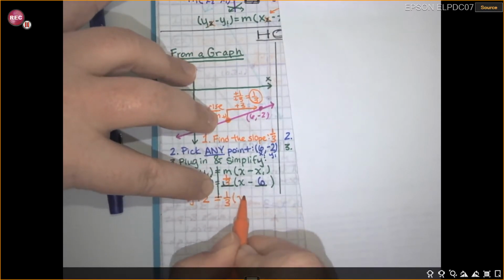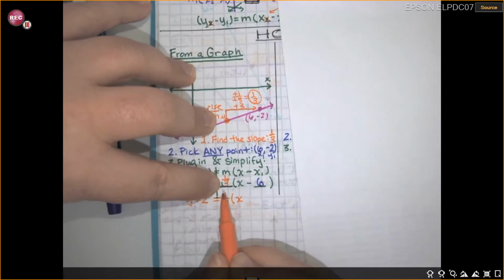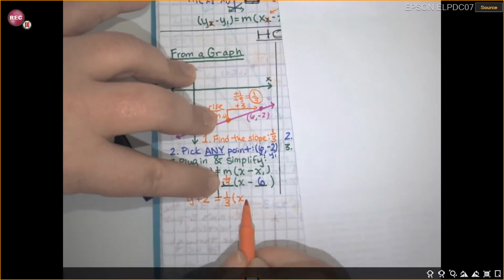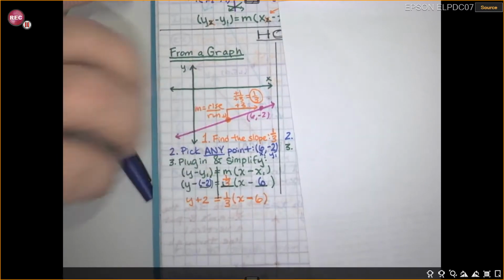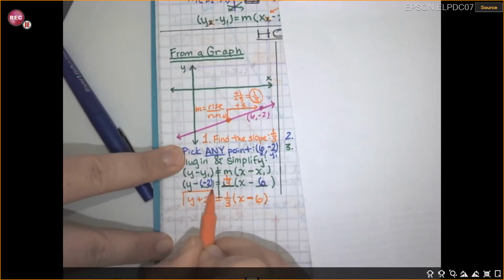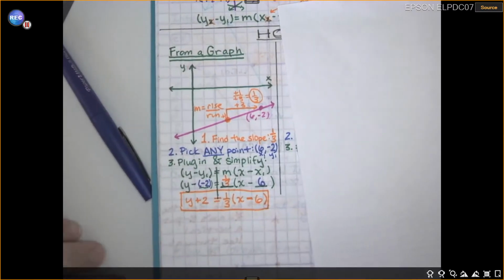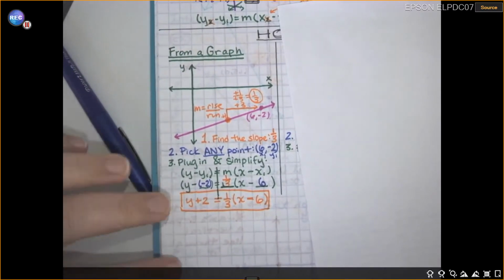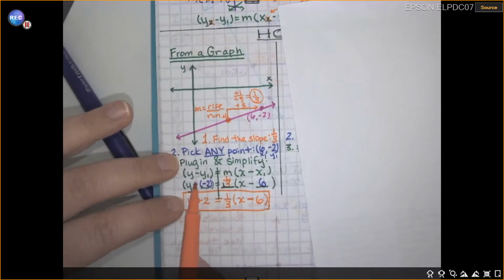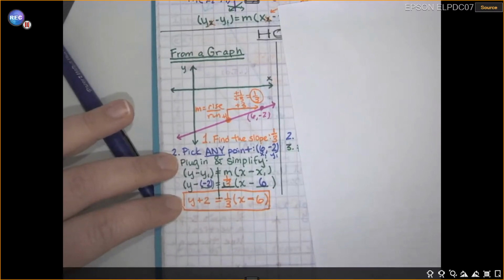And you have to keep these parentheses because remember it means 1/3 times this whole package deal here. So I can't drop those. And that is your point slope equation. Okay? So there you go. So this changed to plus only because it was minus a negative.